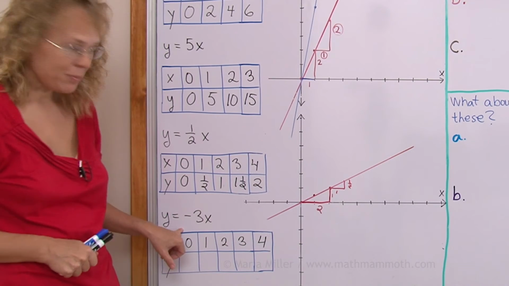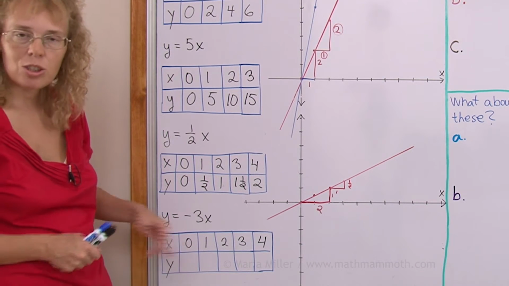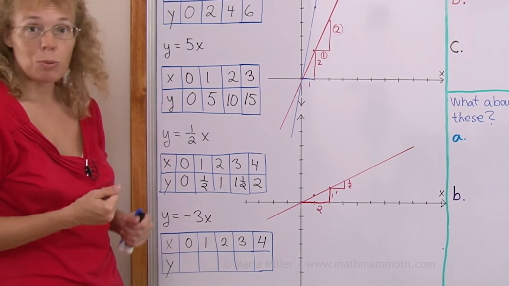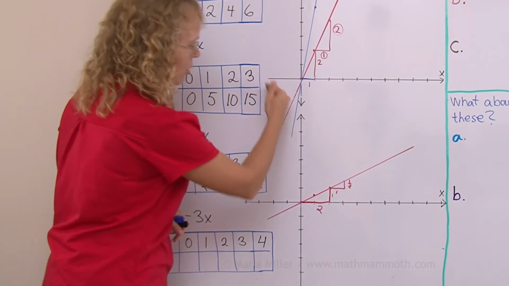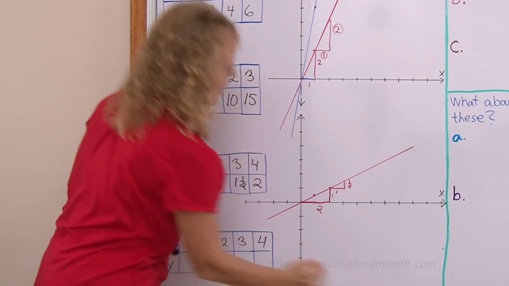And this one here, look, it has negative 3x. The slope is negative 3. The slope can be negative, and whenever the slope is a negative number, then we have lines that go downhill, okay, instead of uphill.